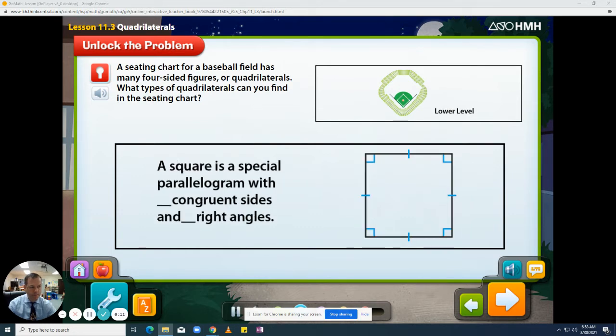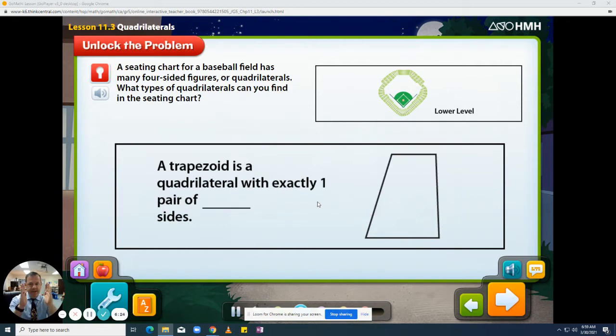Next, let's take a look at a square. A square is also a parallelogram. It has 4 congruent sides and 4 right angles. Right? 4 sides that are the same.